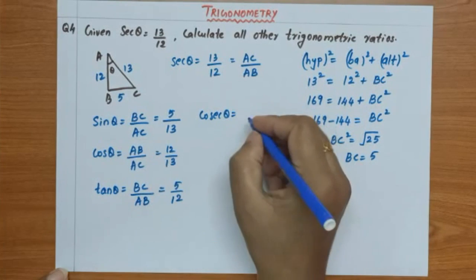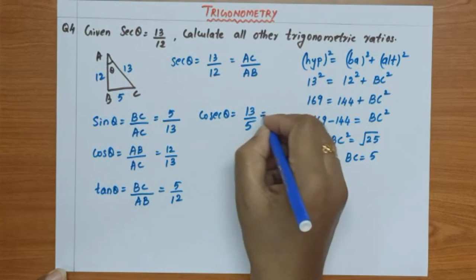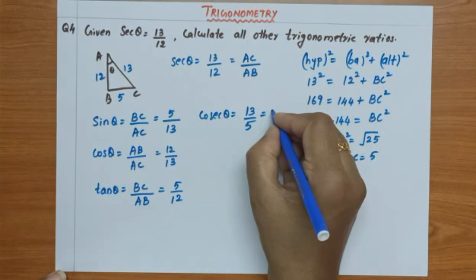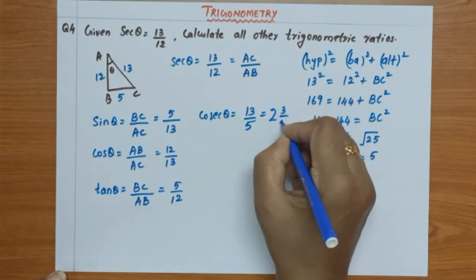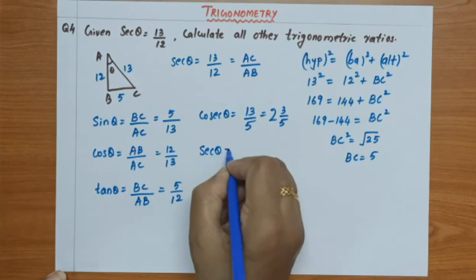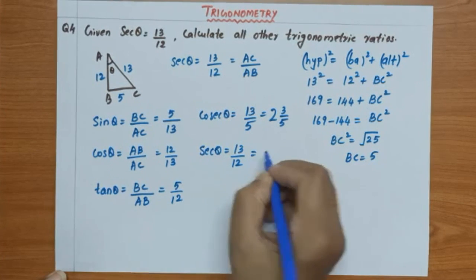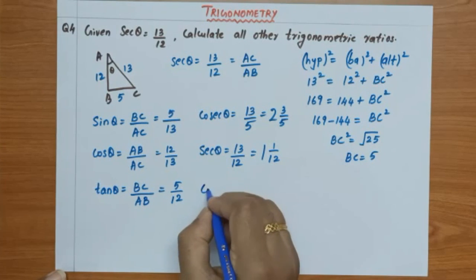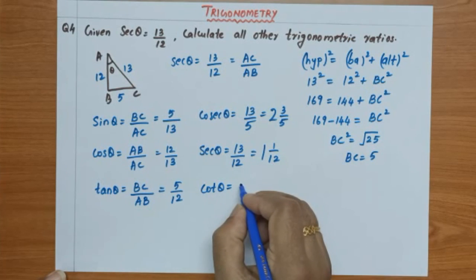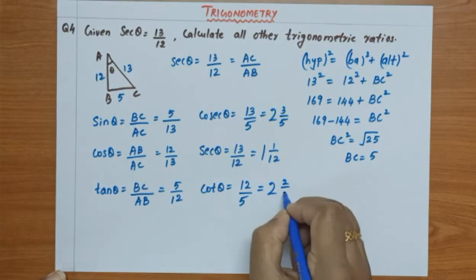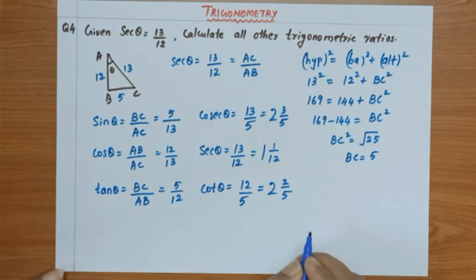Now cosec theta will be opposite of sine theta, that is 13 by 5. When we are dividing, we can write with mixed fraction, that is 2 3 by 5. Then sec theta we have already, that is 13 by 12, means 1 1 by 12. Then cot theta, it is opposite of tan theta, that is 12 by 5, 2 2 by 5. So we have found out all the other trigonometric ratios.